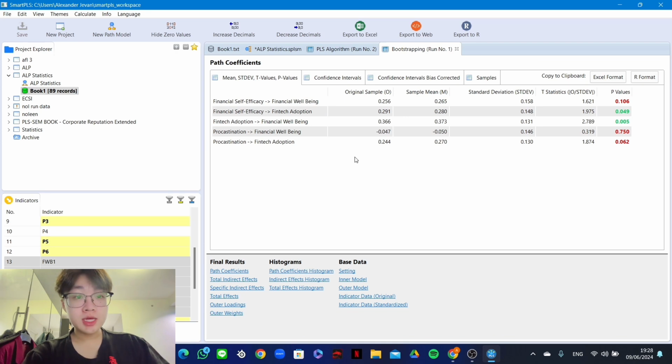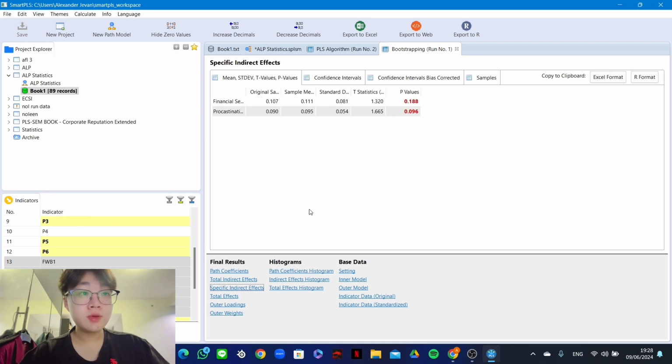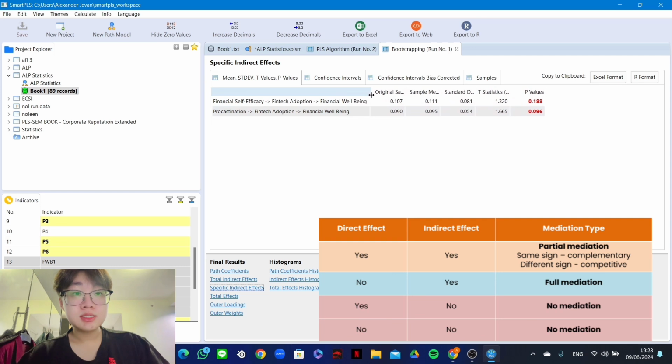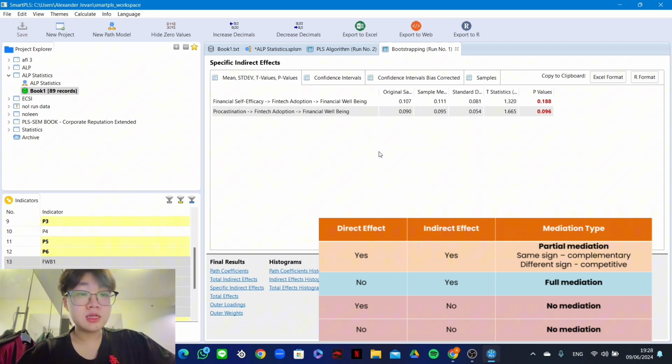Using Smart PLS, we don't need to test the Sobel test. We can directly see from the specific indirect effect. As we can see, my data is not significant since the p-value is above 0.05, so both indirect effects are not significant. Since my direct effect is significant and my indirect effect is not significant, therefore, there is no mediation occurring in this model.